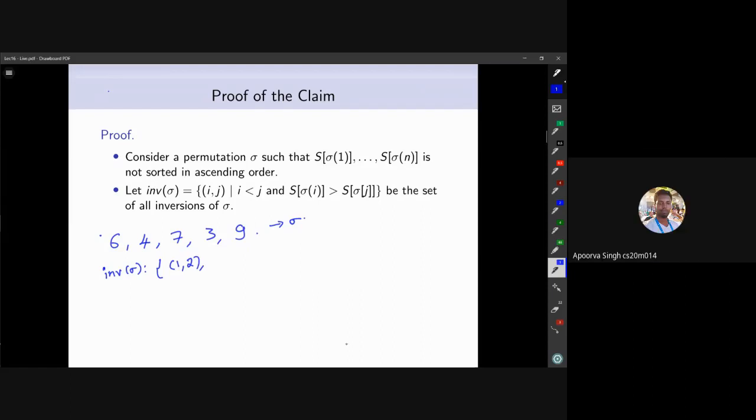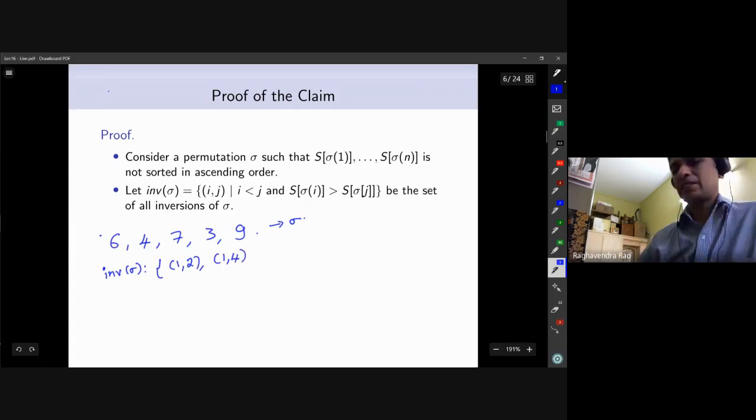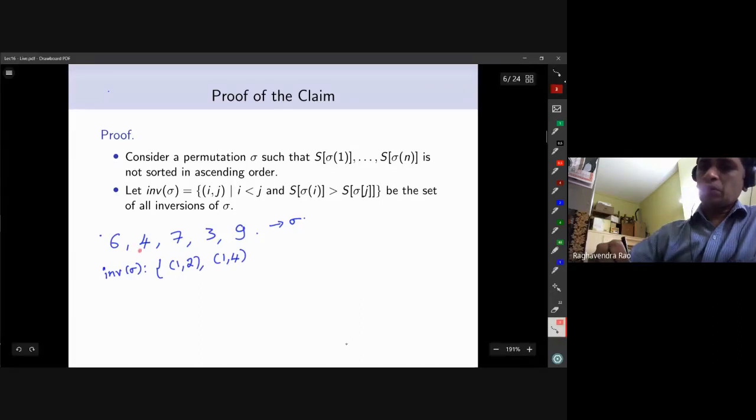Yes, so it's an inversion. Is it clear why? Because 6 is greater than 3. Now, 1, 5 is greater than 6. Now, 2, 3, is it an inversion? No. 2, 4, it's an inversion.